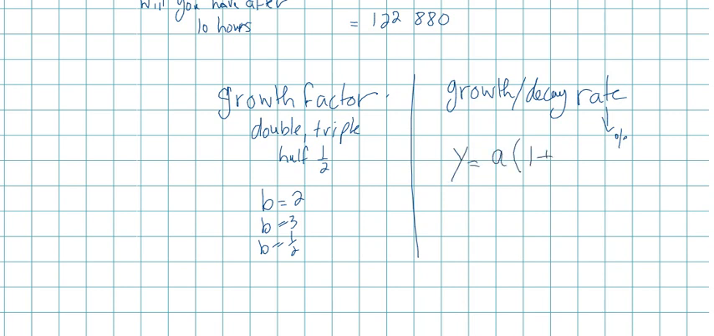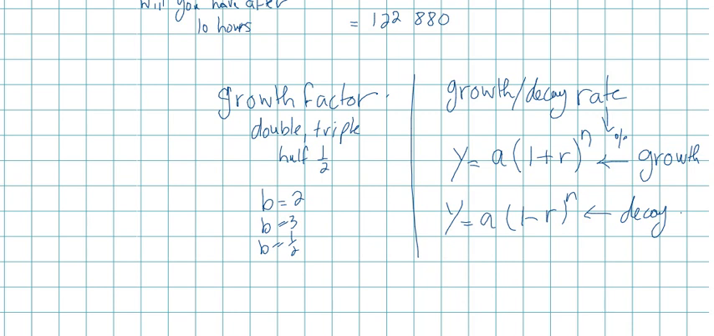You've seen this before? And the one with the decay looks exactly the same, but with one little difference, and that is minus r. So in this case, it depends if you're collecting interest or if you're losing value. Let's say you bought a car for $10,000 and it's losing some of its value over the year. So that would be a decay in this case.